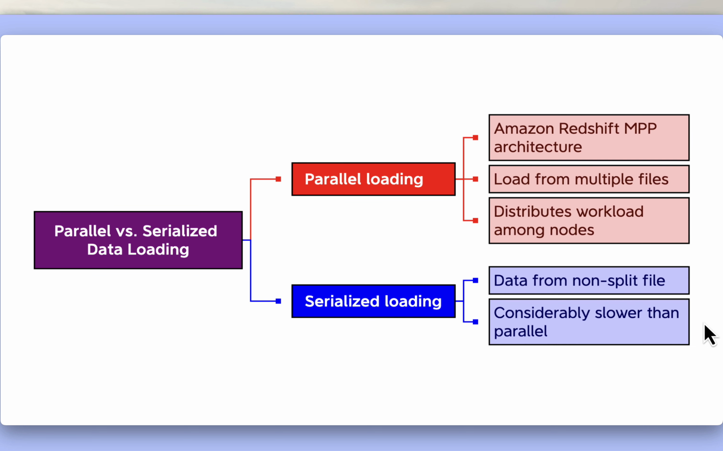Parallel versus serialized data loading. 1. Parallel loading. Amazon Redshift leverages its MPP architecture to load data from multiple files or split files in parallel. This distributes the workload among different nodes in the cluster. 2. Serialized loading occurs when data is loaded from a file that cannot be split. This method is considerably slower compared to parallel loading.